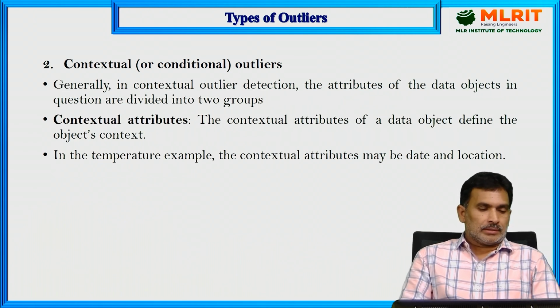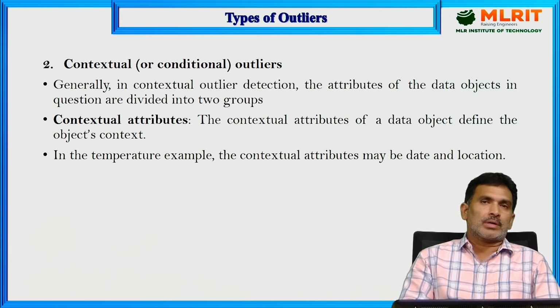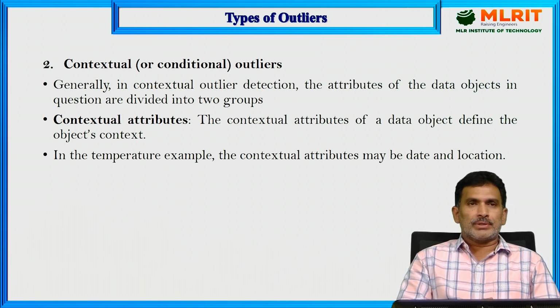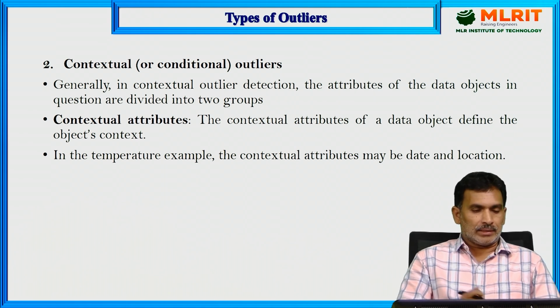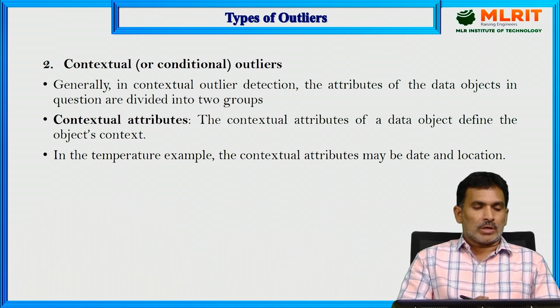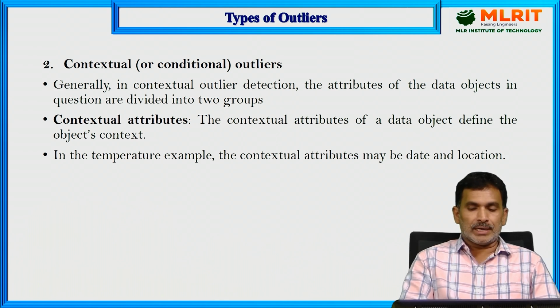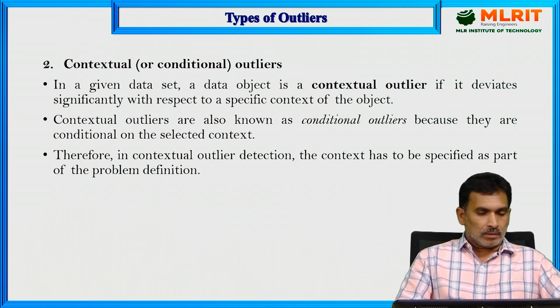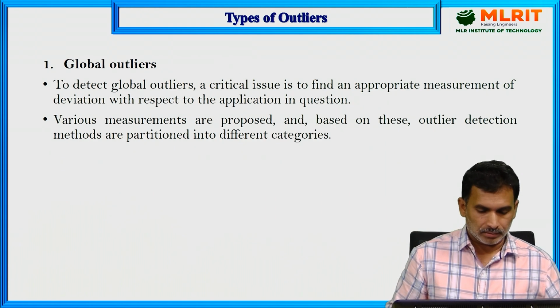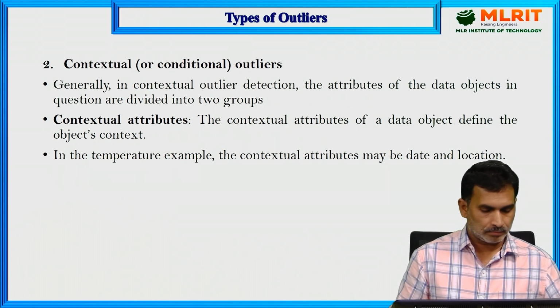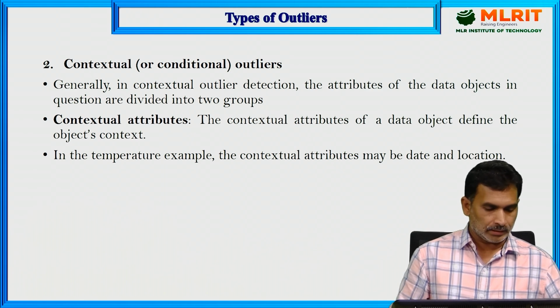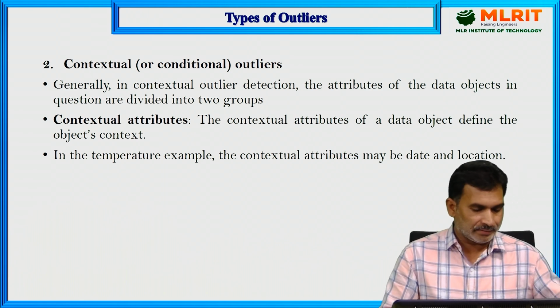Generally, in contextual outlier detection, the attributes of the data objects in question are divided into two types: contextual attributes and behavioral attributes. The contextual attributes of a data object define the object's context. For example, in the temperature example, the contextual attributes may be date and location. I forgot to mention this example, so let us correlate this.